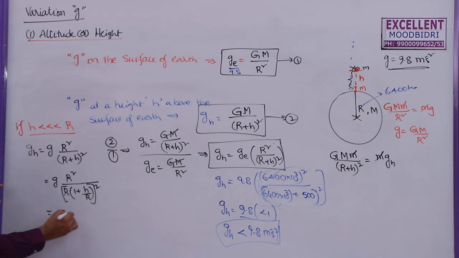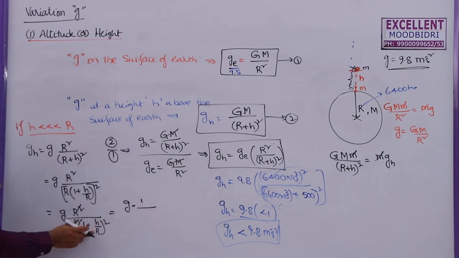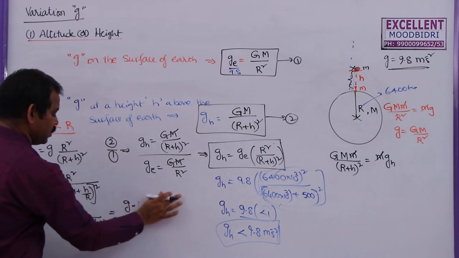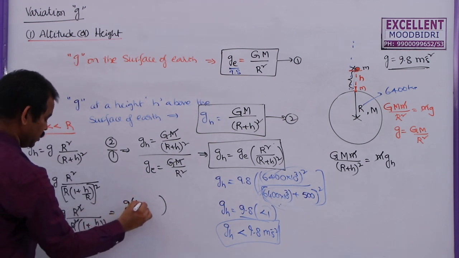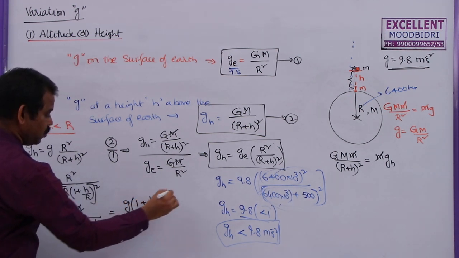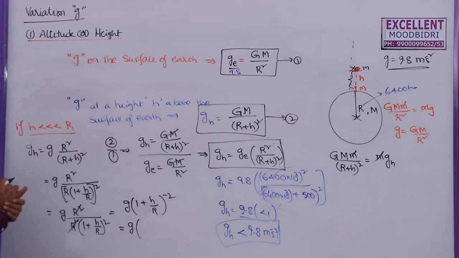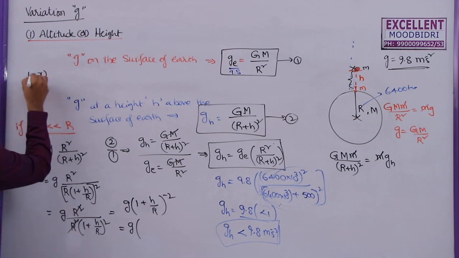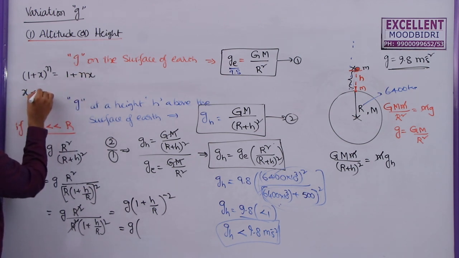Now this can be written as G into R square by R square into (1 plus H by R) whole square. You can cancel R square and R square. This will become G into 1 by (1 plus H by R) whole square. When it goes up to the numerator, since it is in the denominator here, you write (1 plus H by R) whole power minus 2. So this will become G into, in binomial expansion, we have seen this, (1 plus x) whole power n is equal to 1 plus nx, if x is much lesser than 1.